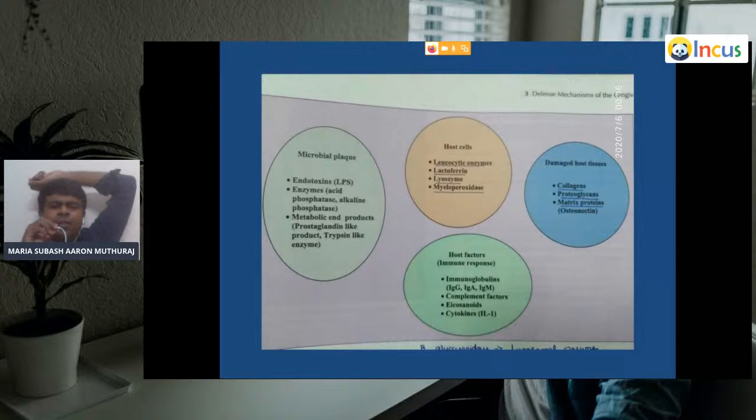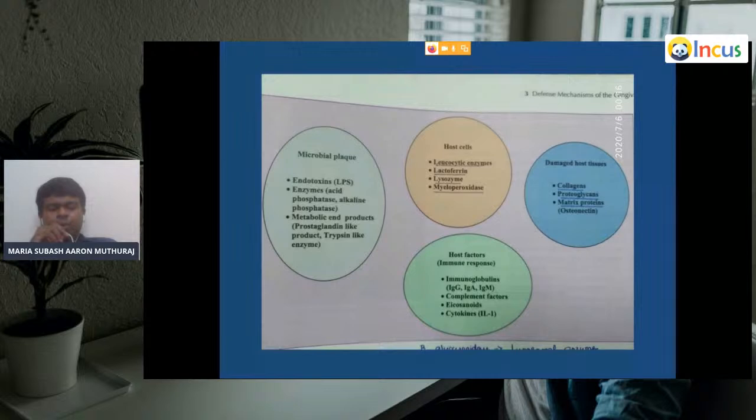Glucuronidase, lactoferrin, lysozyme, and myeloperoxidase are secreted by host cells. And immunoglobulins IgG, IgA, IgM, complement factors, eicosanoids, and cytokines are host factors of the immune response. These factors are responsible for the immune response.